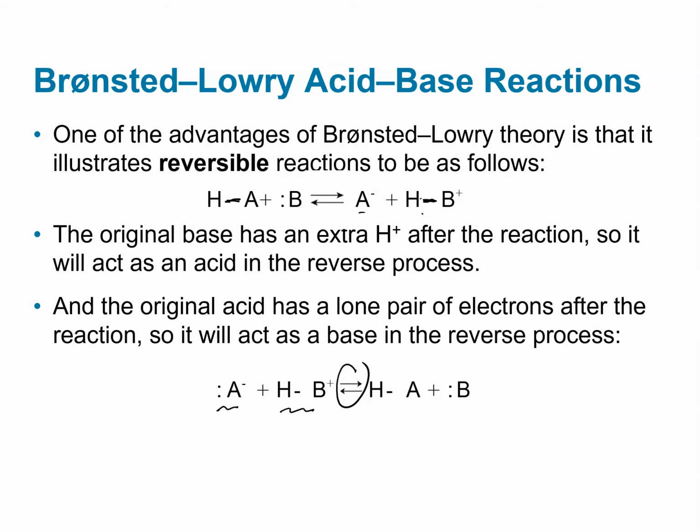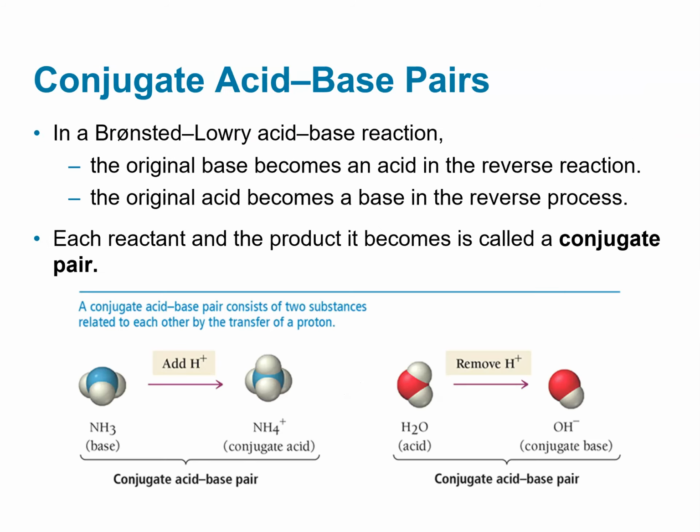So this takes us to the next concept of conjugate acid-base pairs. Because by deprotonating an acid, you make a conjugate base. By protonating a base, you've made a conjugate acid. And let's dive down that rabbit hole a little bit.